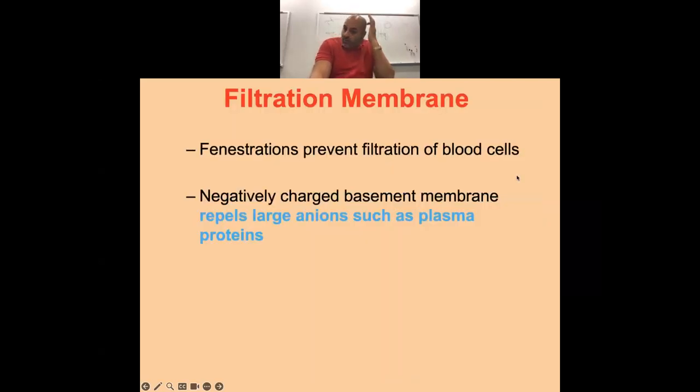Look at this image. Okay. So the fenestrations, no cells pass through them. This statement's wrong. I leave it in here in case a question comes along, but logically it doesn't make sense. They're saying the basement membrane has a negative charge, and because of that negative charge, it repels the proteins from coming through. It's not true.